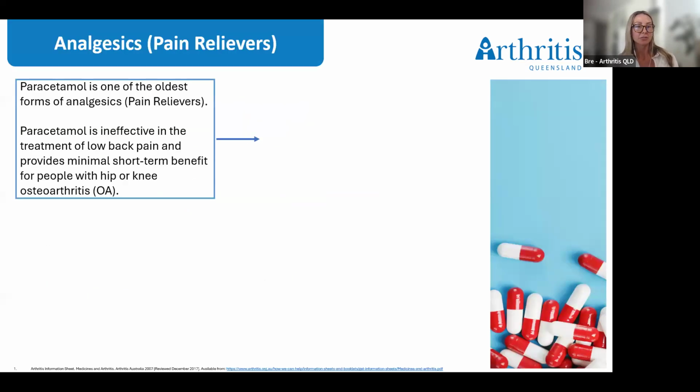So analgesics, also known as pain relievers, are often the first medicine your doctor will recommend to help with pain. Some pain relievers are available without a prescription, while others must be prescribed by your doctor. While paracetamol is one of the oldest forms of analgesics, current research indicates that on its own, paracetamol is ineffective in the treatment of lower back pain and provides minimal short-term benefit for people with hip or knee osteoarthritis.